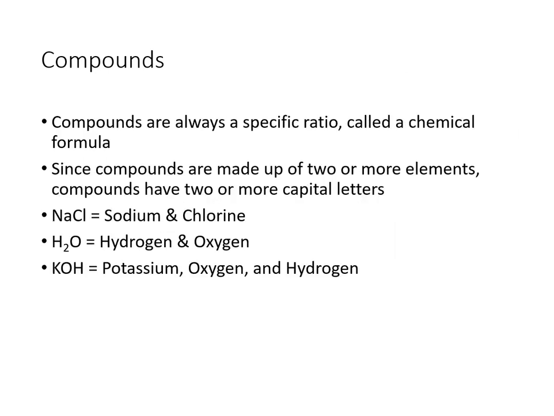They're all the same, and those are touching, so those are bonded together. Compounds are always a specific ratio called a chemical formula. Since compounds are made up of two or more elements, compounds have two or more capital letters. NaCl, with the capital N and the capital C, that's sodium and chlorine. H2O, the capital H is hydrogen and the capital O is oxygen. KOH, the capital K means potassium, the capital O means oxygen, and the capital H is hydrogen.